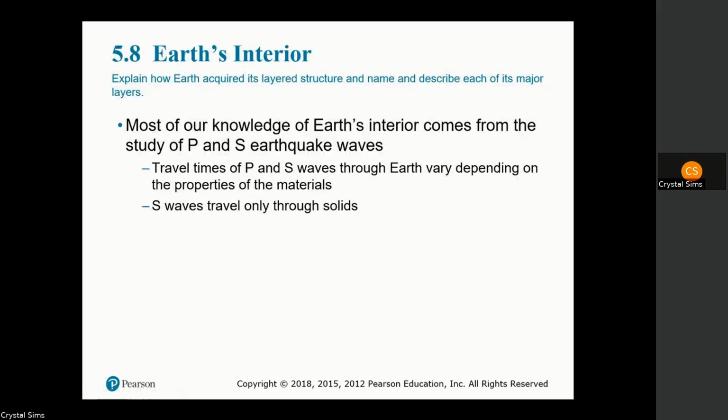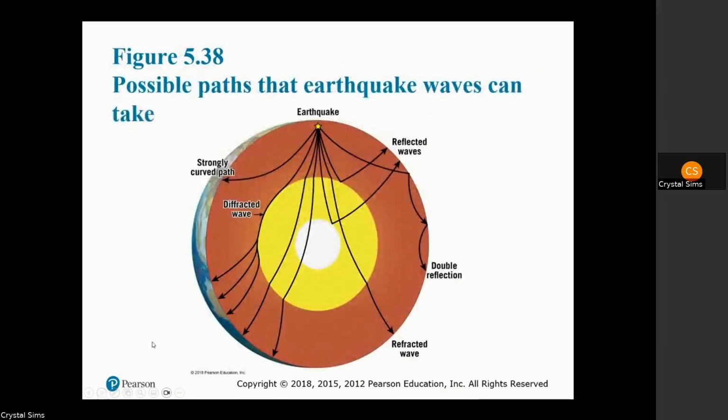So, studying earthquakes, specifically P waves and S waves, has allowed us to learn a lot about the interior of the earth. We know that P waves can go through solids, liquids, and gases, and S waves can only go through solids. And looking at the travel times of those waves has given us kind of an idea of what is in the Earth's core.